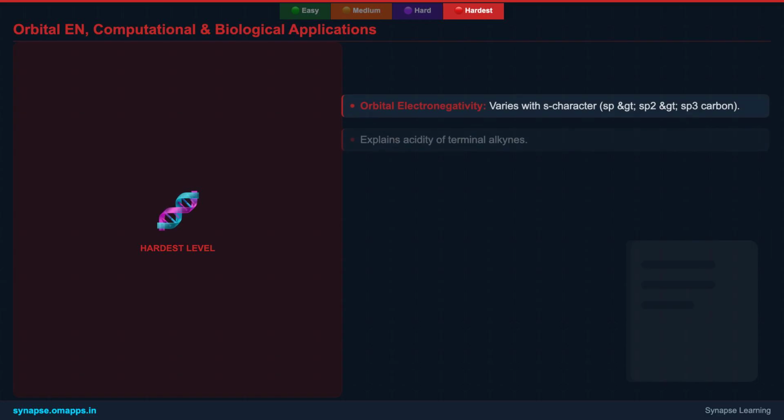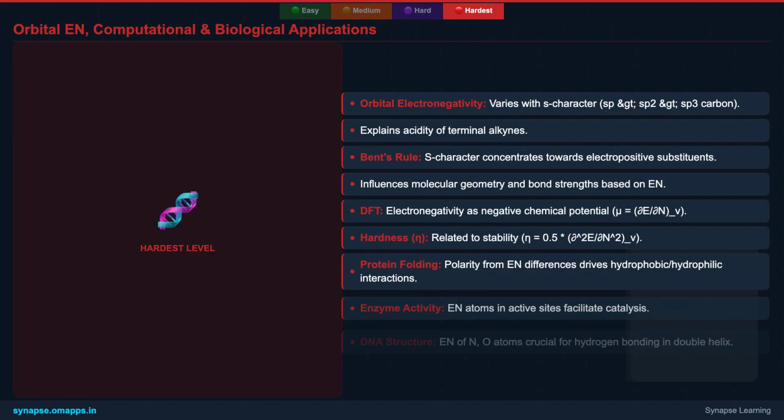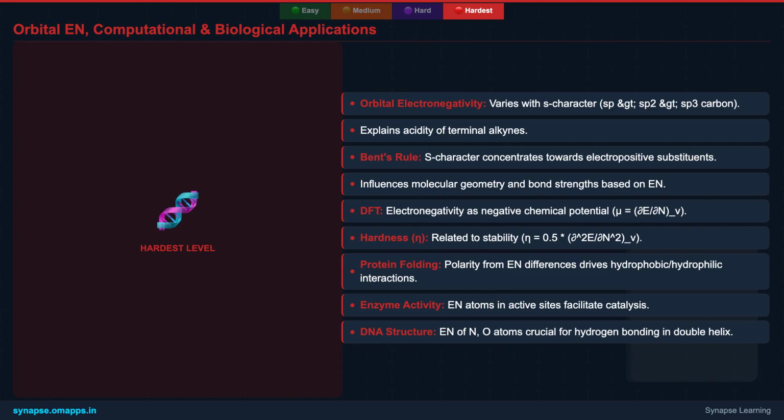The concept of orbital electronegativity is vital. It states that an atom's electronegativity varies with the type of orbital involved in bonding. For carbon, sp hybridized carbon is more electronegative than sp2, which is more electronegative than sp3 due to the increasing s character and its proximity to the nucleus. This explains the acidity of terminal alkynes and the varying bond strengths.